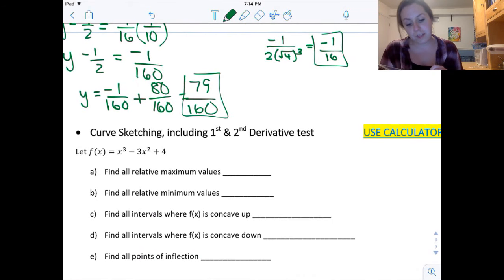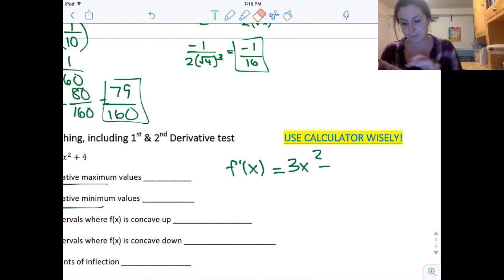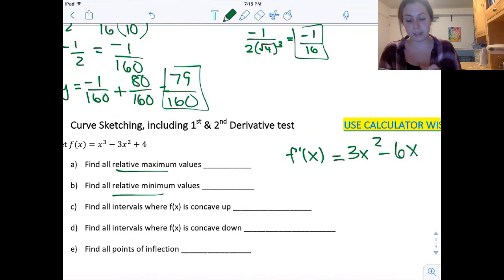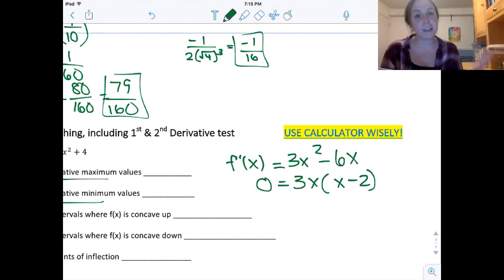So for this, to find relative mins and maxes, I'm going to use the first derivative test on this one. We're going to use the second derivative test in a second. So I'm going to find f prime, which would be 3x squared minus 6x. And to use the first derivative test, I first need to find the critical values, which remember are anywhere your first derivative either equals 0 or is undefined. This one will never be undefined, so I'm just looking at where it equals 0. So x equals 0 and x equals 2.